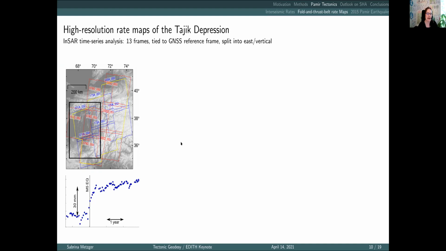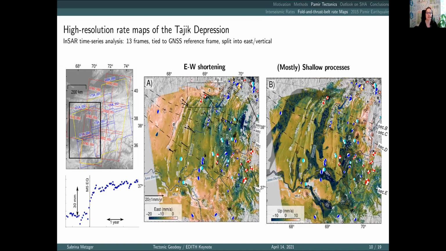Then by adding some constraints from the GNSS data, we can resolve our rate maps into an east-west component and a vertical component. That's what I show you here for the Tajik basin. You see that the pattern of these 2 maps is completely different. This is due to the fact that shallow processes play a big role in the vertical component of our data.